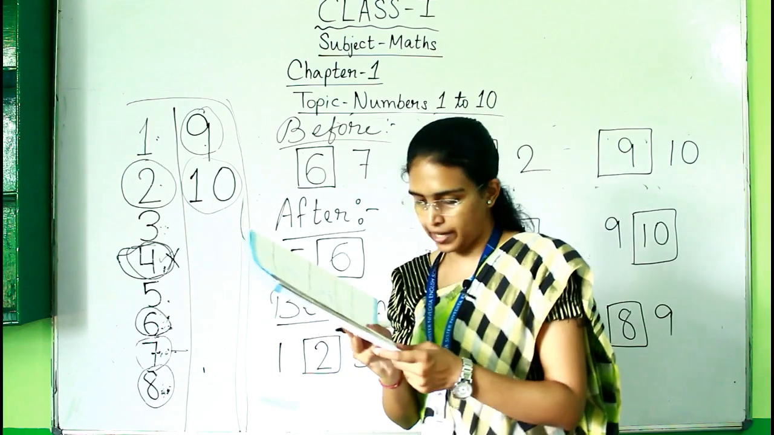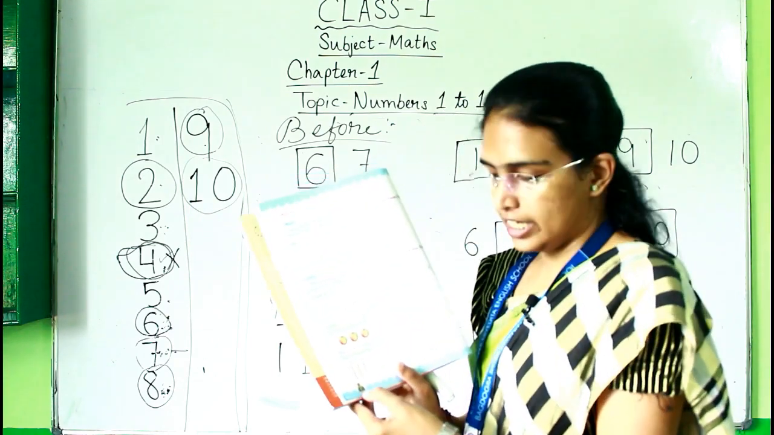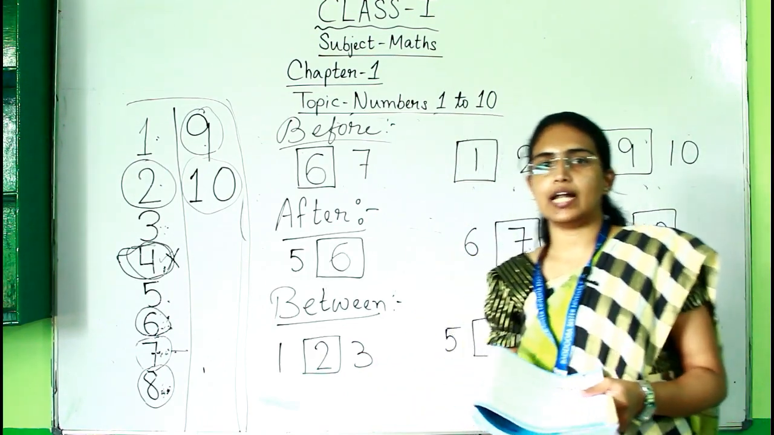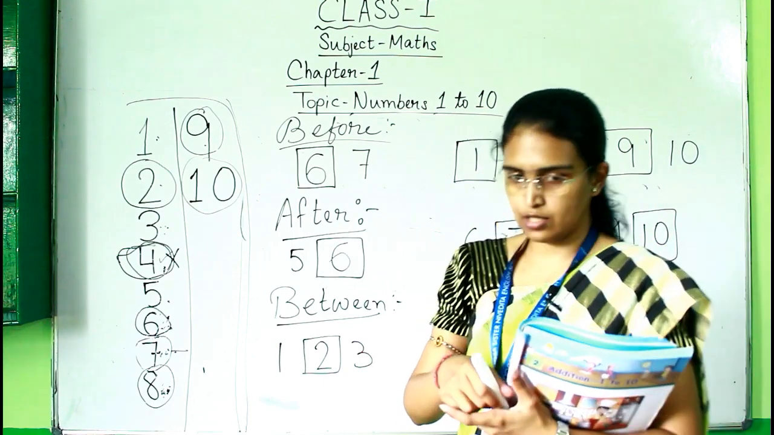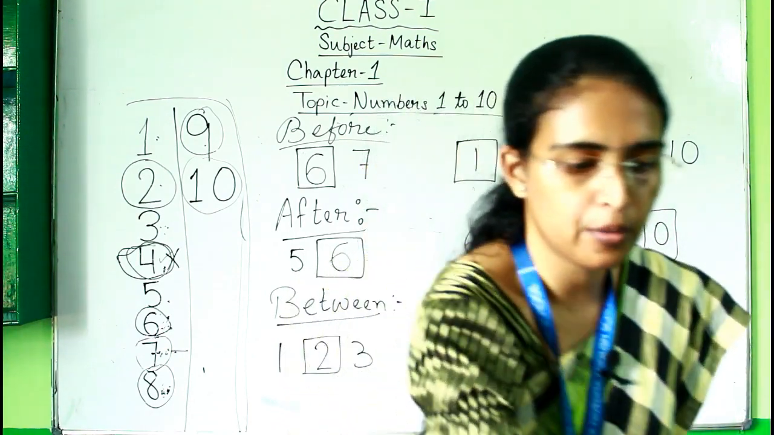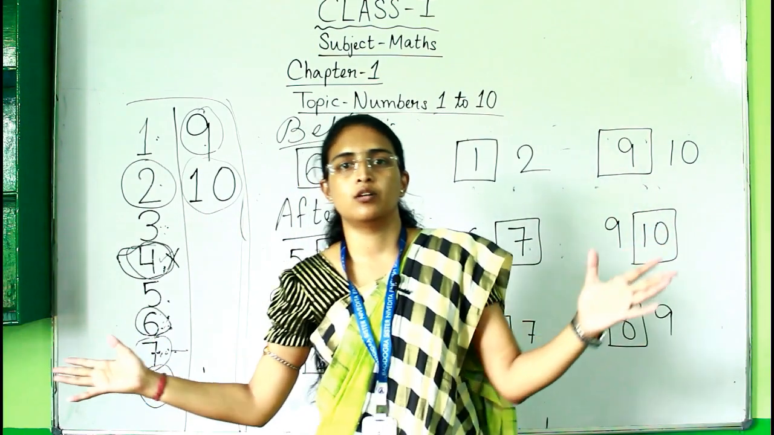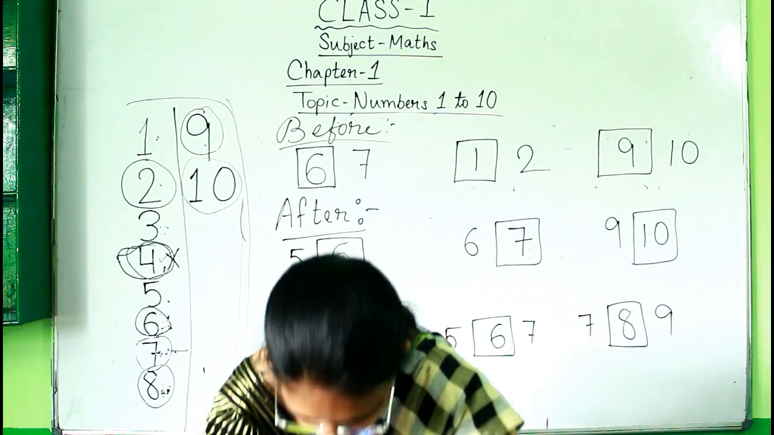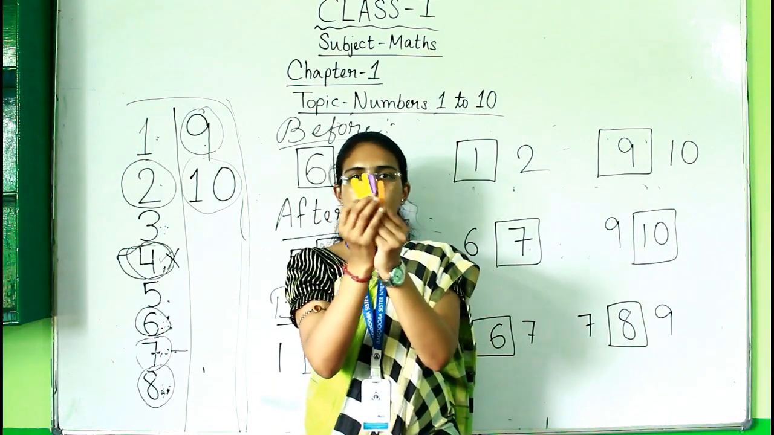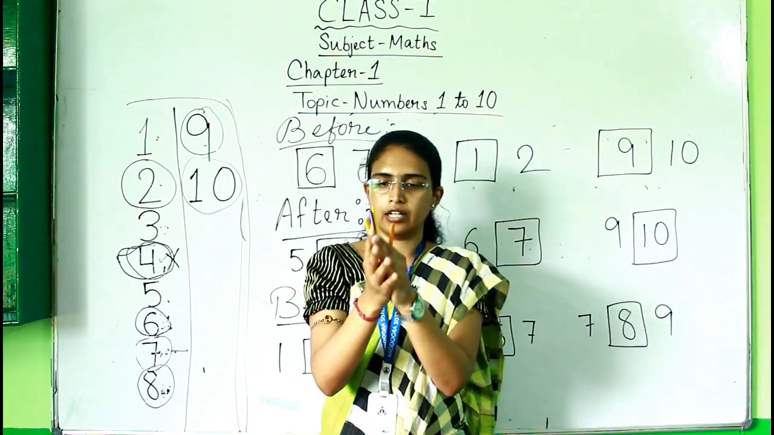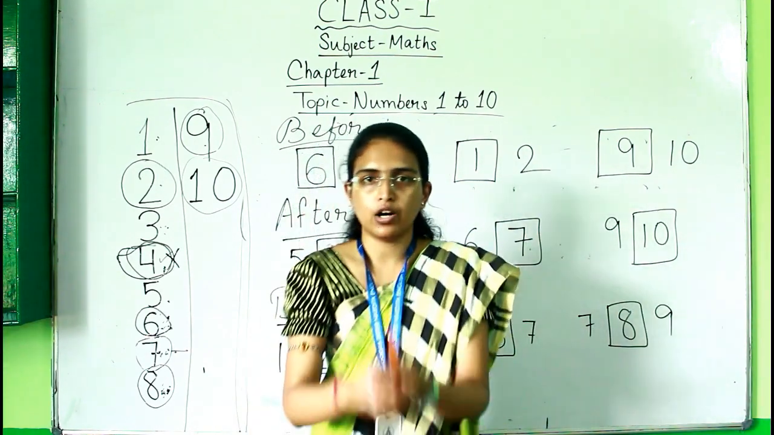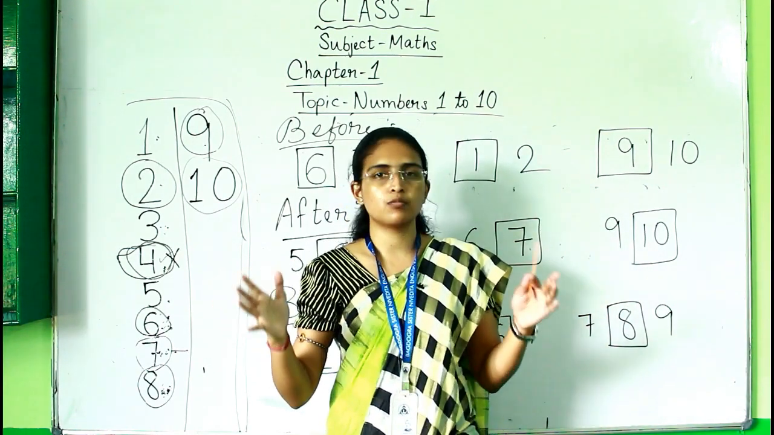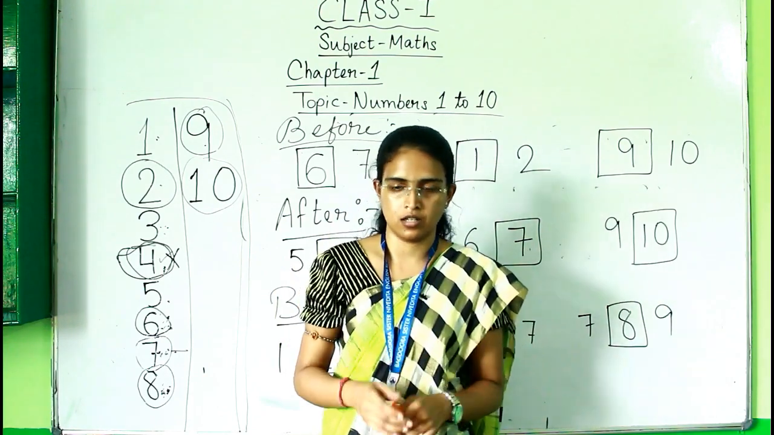Now come to the next page. Page number 8. Now we will learn about more and less. Do you know what is more? More means zyada. Look, I have so many ice cream sticks, right? This is more. And if I have only one ice cream stick, that means this is less. Zyada means more and kam means less.